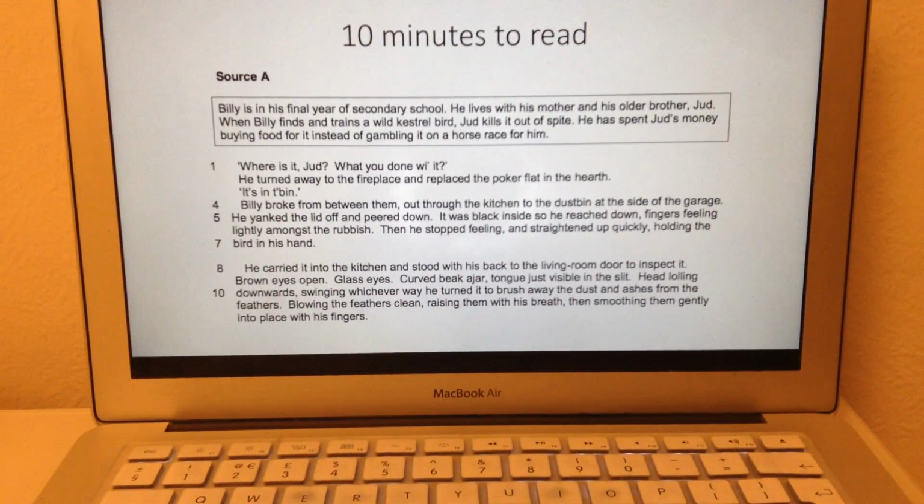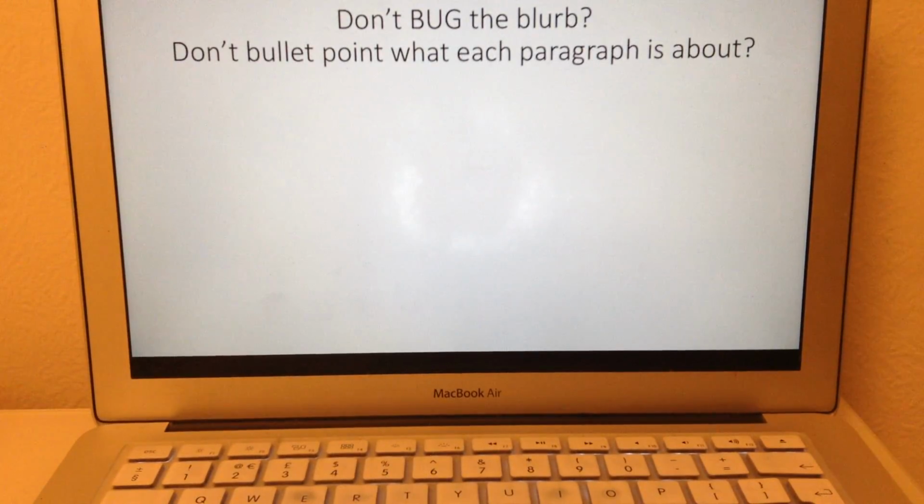And then I'd look at this first paragraph, and next to it I'd just write in a few words what happens in that paragraph. So I'd pause the video for 10 minutes and get this really straight in your head, what happens in this text, and then it'll be a lot easier to answer the questions. Okay, once you've done that then, we can go on to the next.